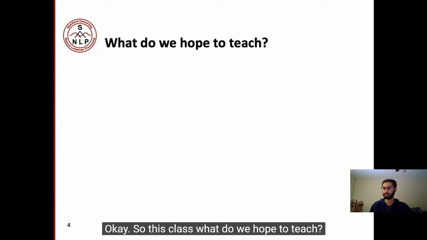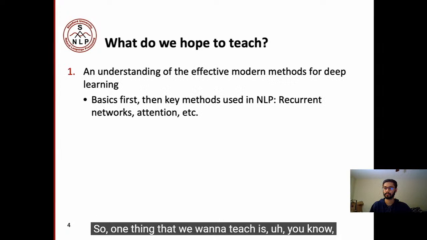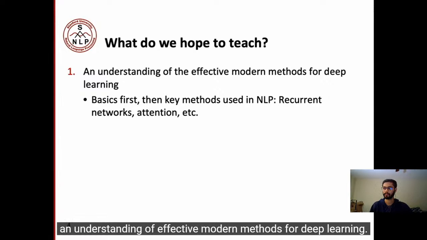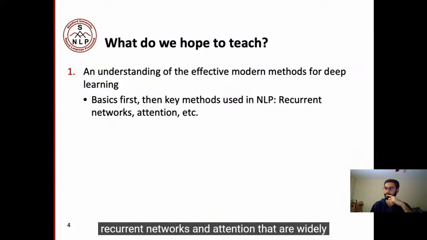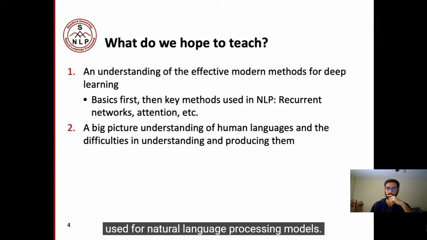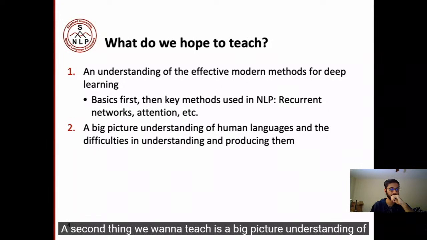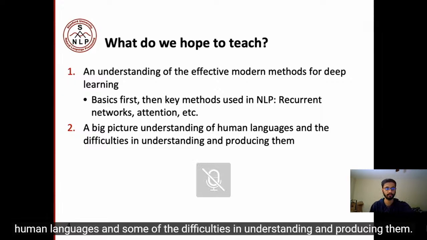Okay, so this class, what do we hope to teach? One thing that we want to teach is an understanding of effective modern methods for deep learning, starting off by reviewing some of the basics, and then particularly talking about the kinds of techniques, including recurrent networks and attention, that are widely used for natural language processing models. A second thing we want to teach is a big picture understanding of human languages and some of the difficulties in understanding and producing them.